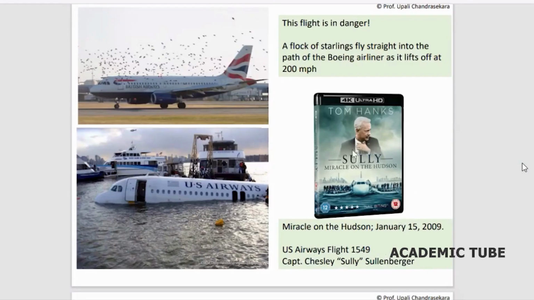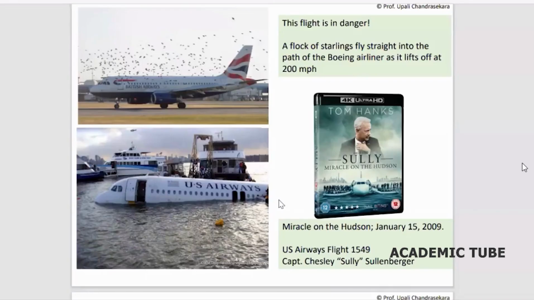Now, there is a famous film, Sully. It's a really nice film to watch. I have watched this two times. Have you watched this film, Sully? No, sir. No? Watch it, it's a really nice film. Buddhima, have you? No, sir.